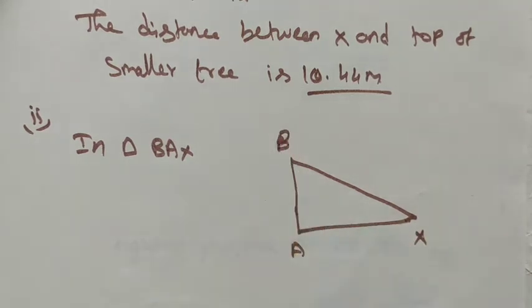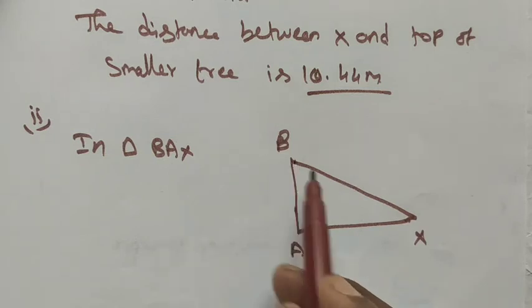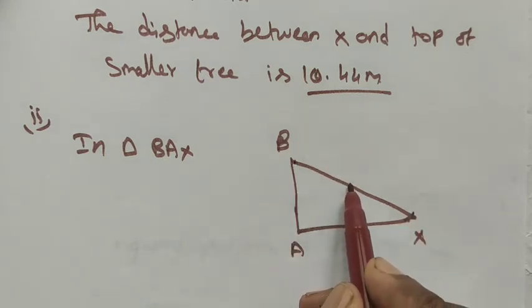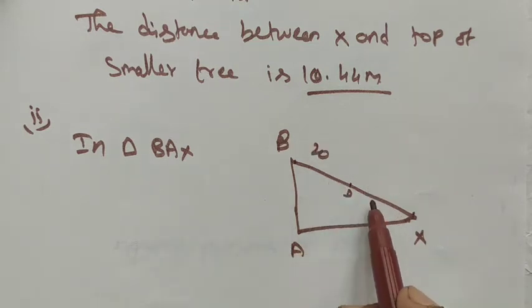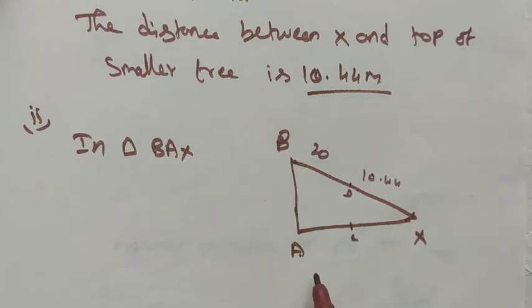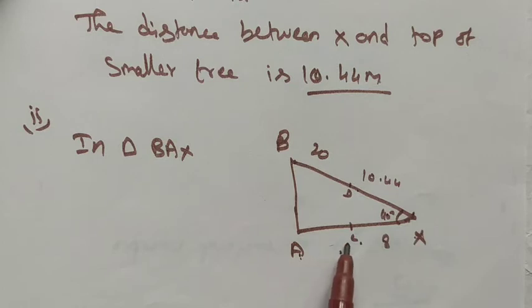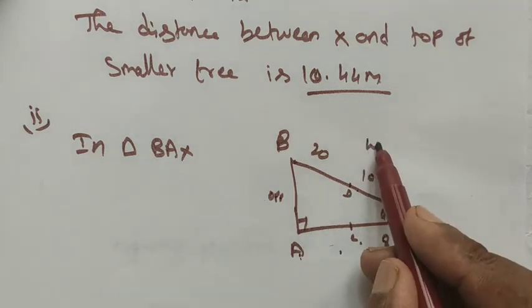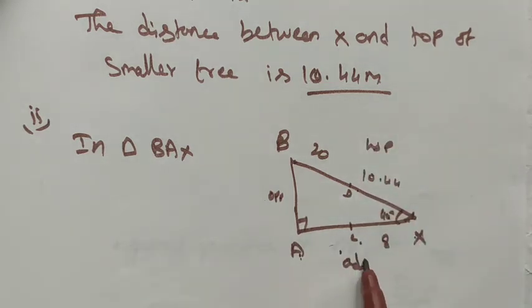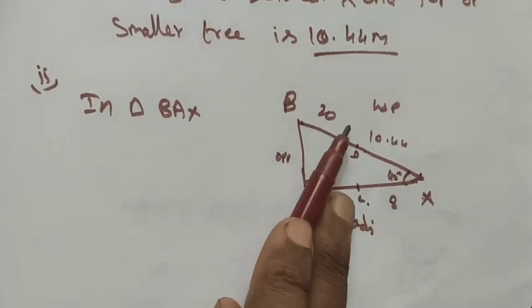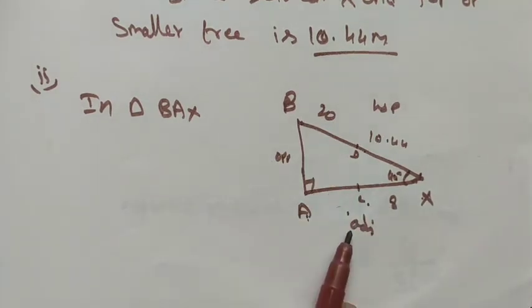BX, here we already have the D point. This is 20. Now this is DX, which we found to be 10.44, and AX is in between. Here we have C, AC is unknown, and CX is given as 8. This is the 40 degree angle. We want to find the adjacent side; the known value is the hypotenuse side.